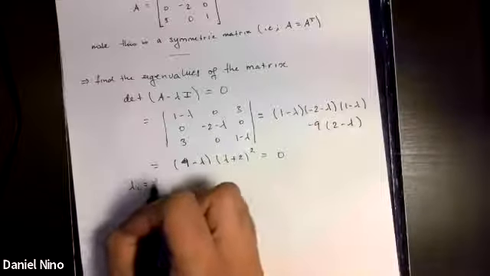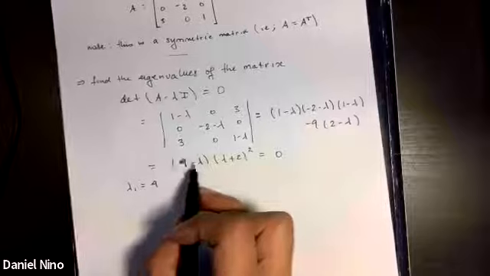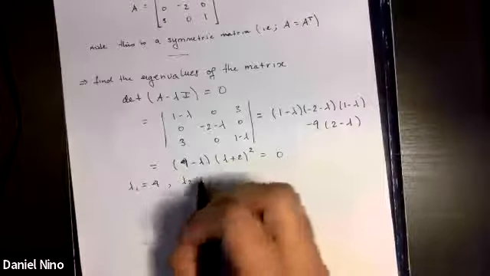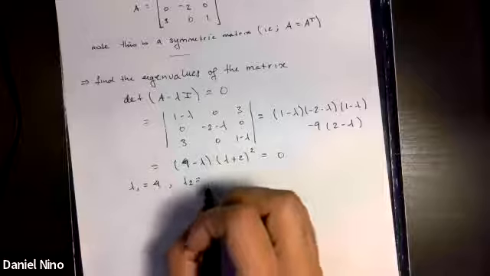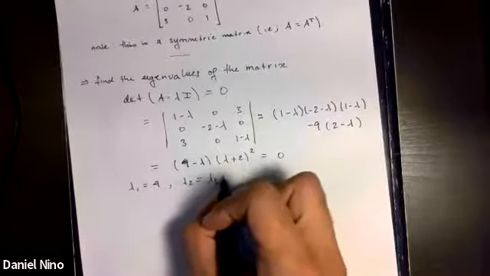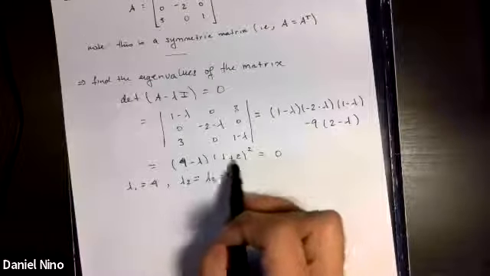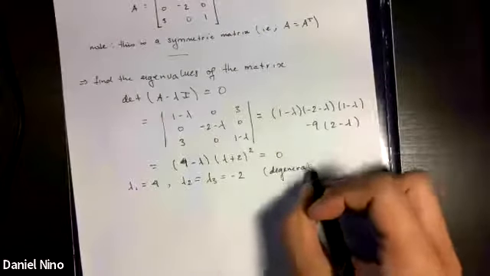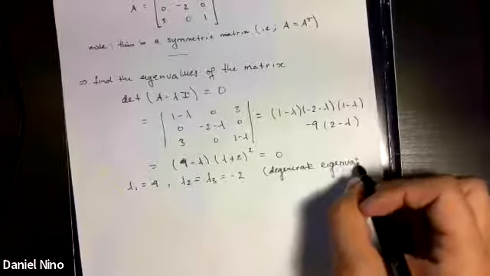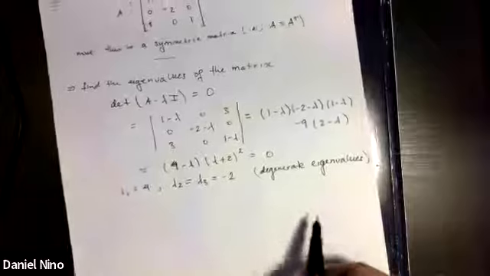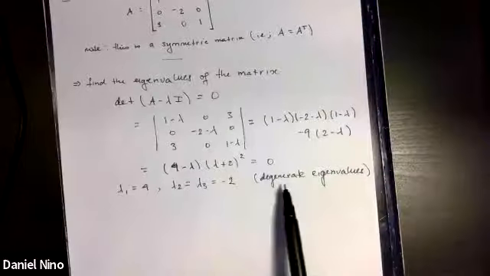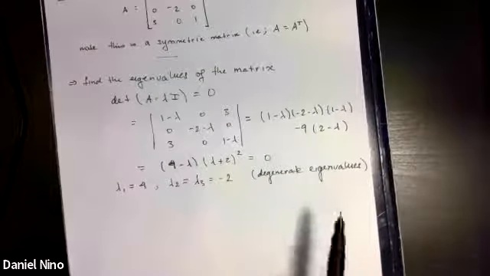One of the eigenvalues is lambda equal to 4, because that makes this factor equal to 0. And then we have eigenvalues that are degenerate, so they're repeated. The second and third eigenvalues are both equal to -2, because this factor is raised to the power of 2. So this is a case where we have degenerate eigenvalues. And you'll see that when we try to find 3 linearly independent eigenvectors to check if our original matrix is diagonalizable, we're going to have to be a bit more careful because we no longer have 3 distinct eigenvalues.